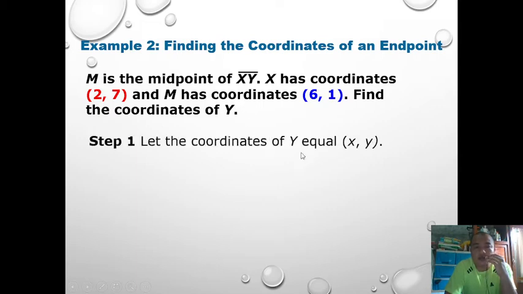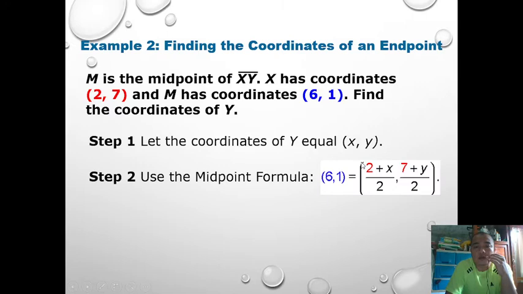So how do we solve that? Step 1, let the coordinates of Y equal (x, y). Then use the midpoint formula. Just substitute: 2 plus x all over 2, 7 plus y all over 2. We will equate this to the midpoint (6, 1). So 2 plus x all over 2 is equal to 6.